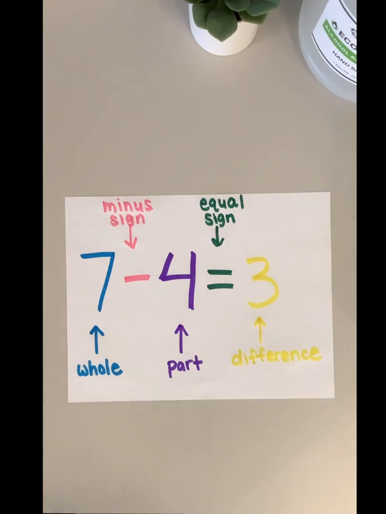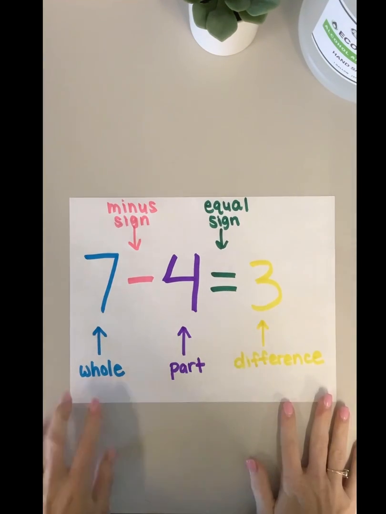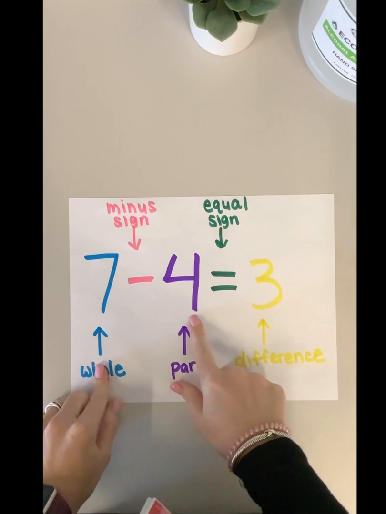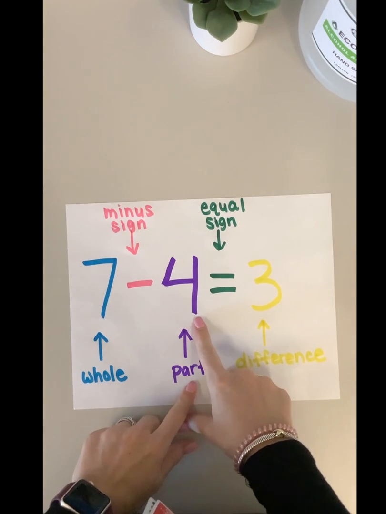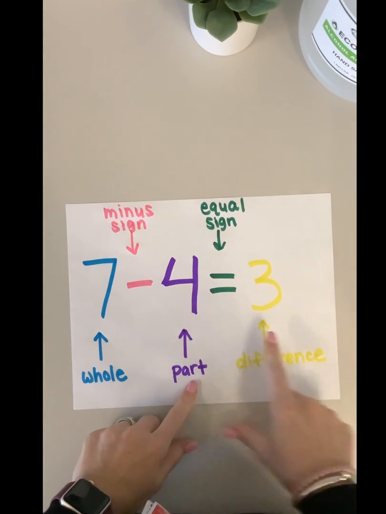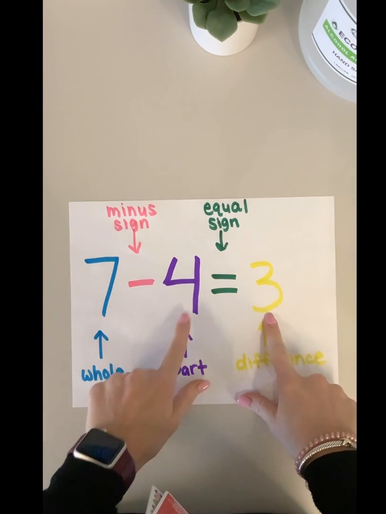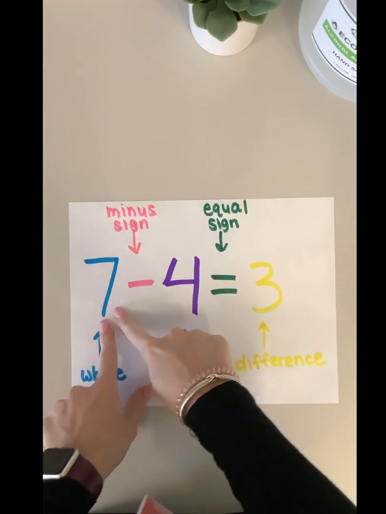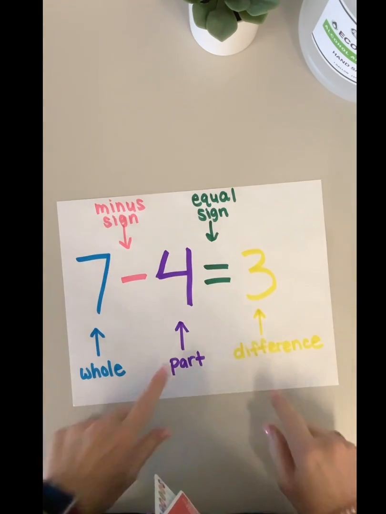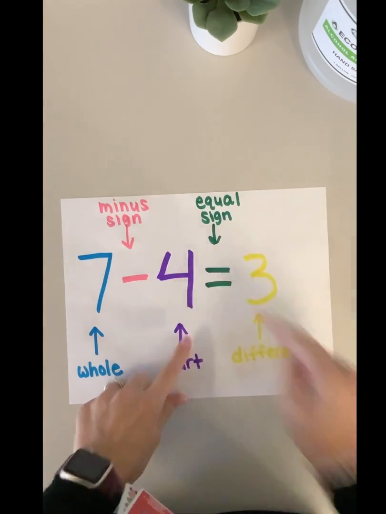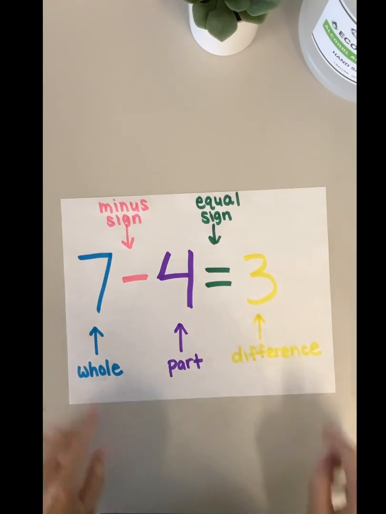I want to show you something pretty cool. So we start with 7, and we're taking away part of it. We're taking away 4. So the difference, or the answer to this problem, if you add the part and the difference together, it equals our whole. 4 plus 3 is 7. So you can always double check your work with that.